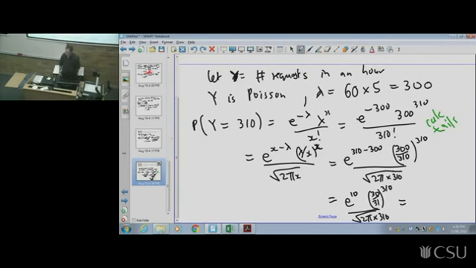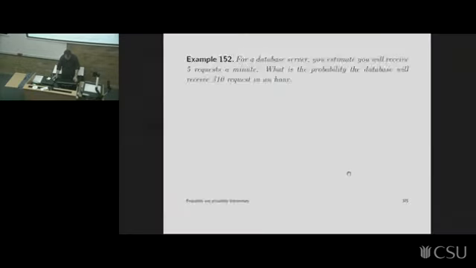What answer did you get? On the bottom, is that 2 lambda? 2 times pi. Ah, 2 pi. So 2 pi times the x value, so 310 in this case. Is that right or wrong?